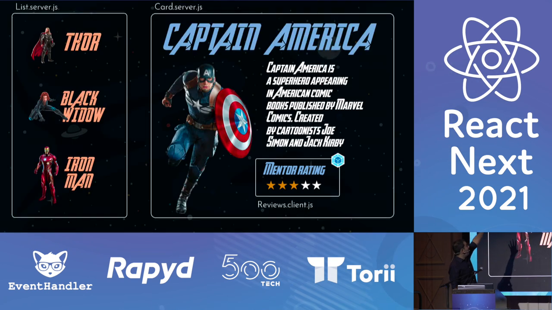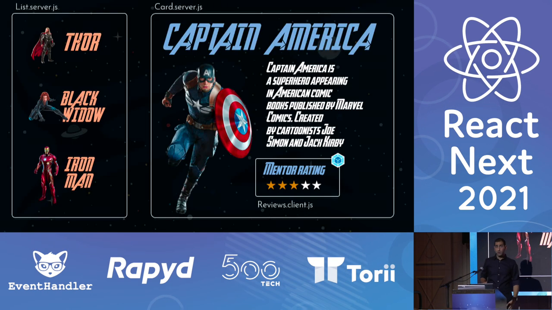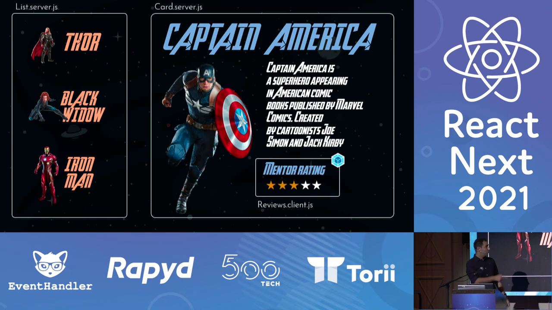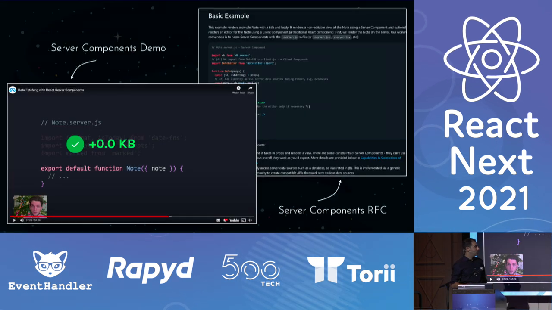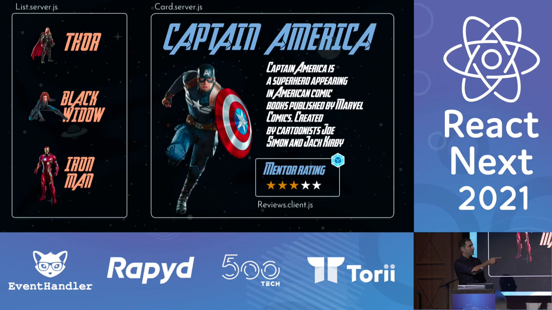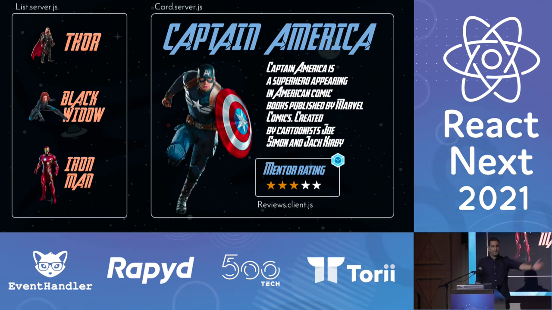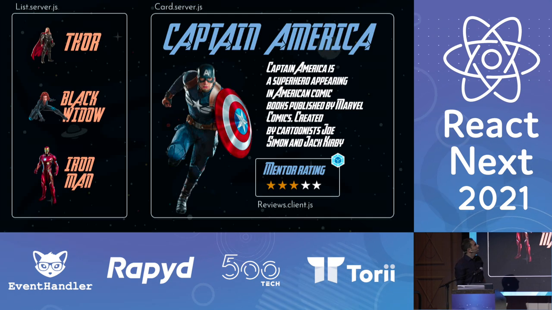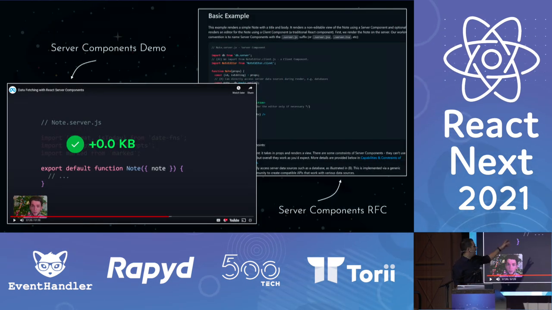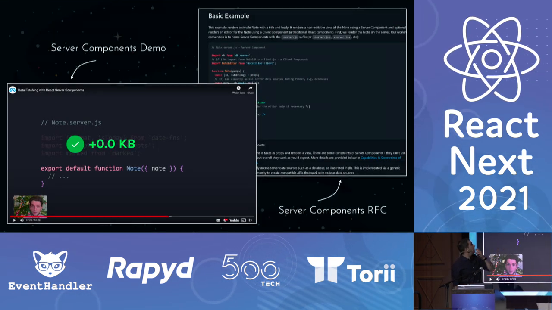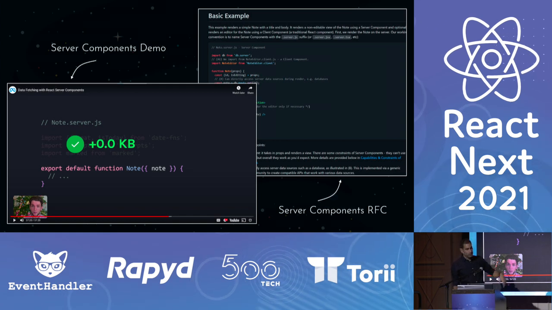We can just define those parts as server components, and only the rating as a client component. And that's the only thing that's going to be shipped in our bundle, which is pretty amazing. It can cut bundle sizes by 90%. Dan Abramov gave a nice demo about it, and we'll have a talk about it today.